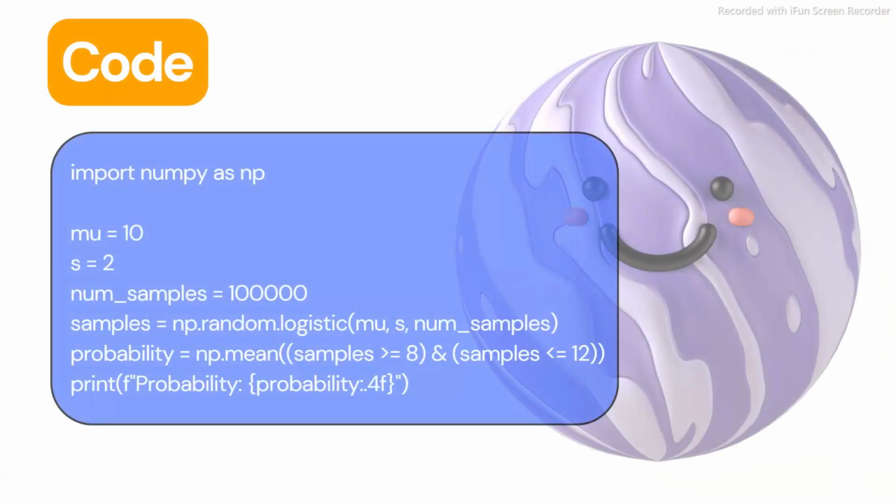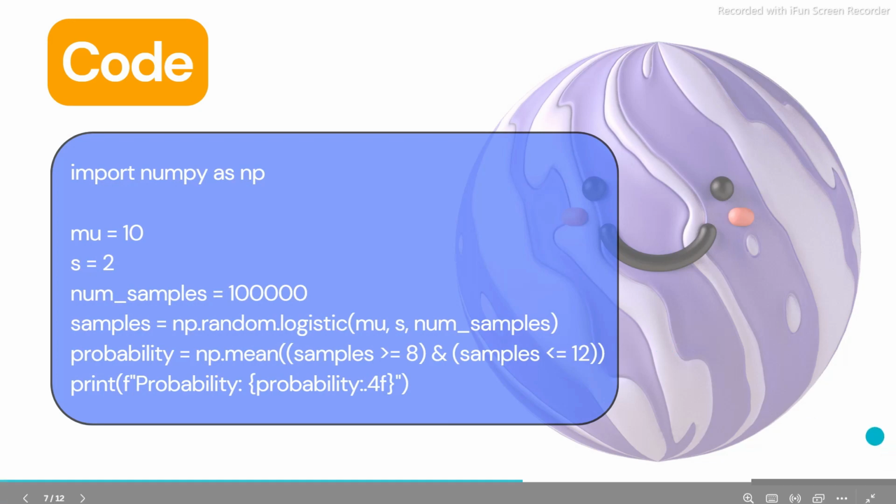And using code, we can implement the same thing, and if we run all the code, then you are going to get your answer as 0.56. And this is about the logistic distribution.